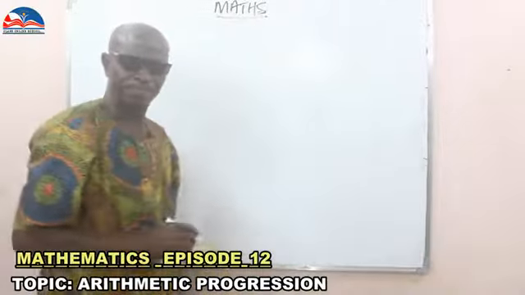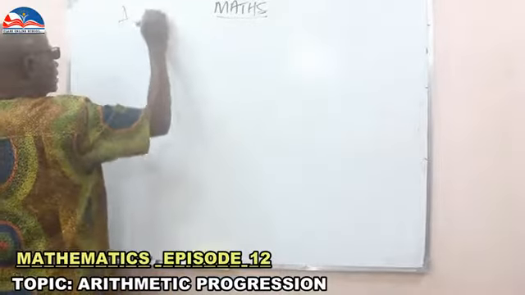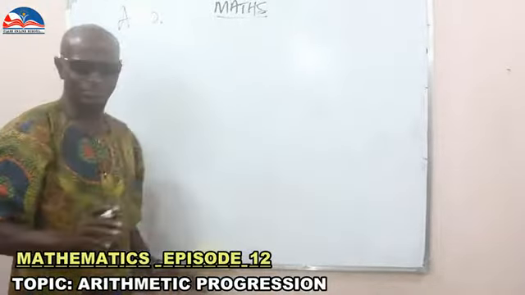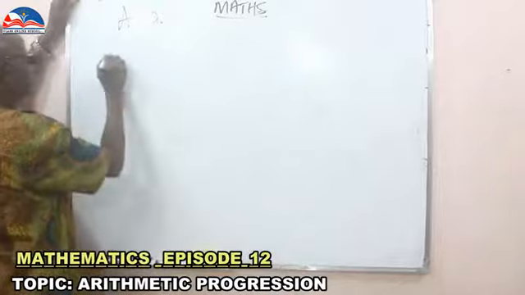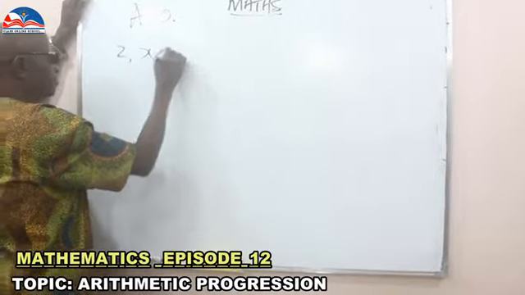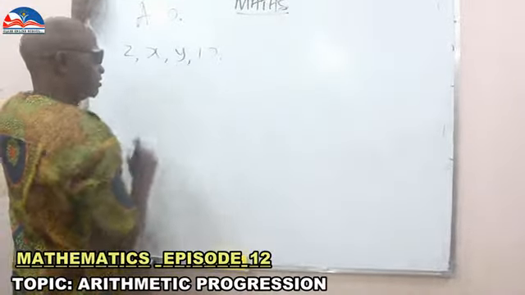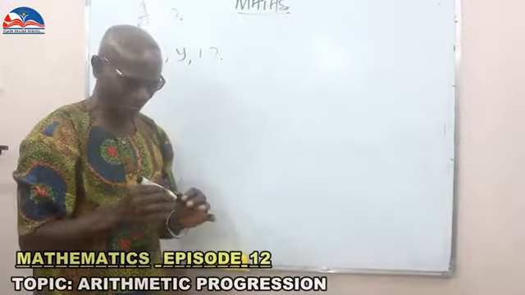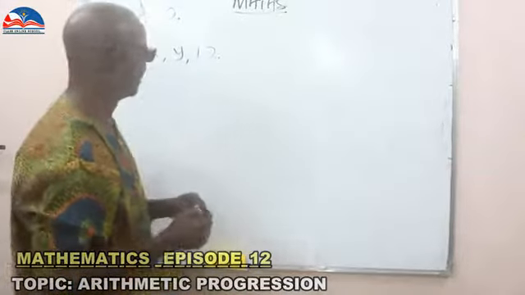I'll continue with AP, arithmetic progression. And the last example will say if you have 2x, y, and 17, how do you determine the values of x and y? See what we've done first of all.